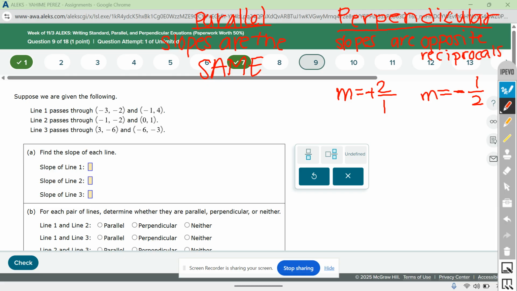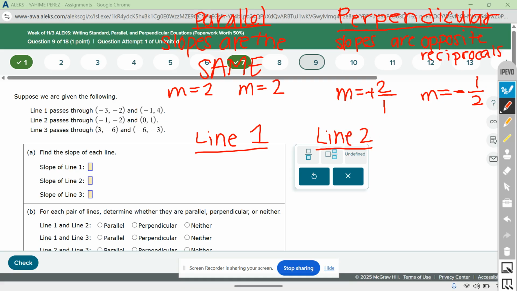That's what reciprocal means. Okay, so if the slopes are the same, like 2 and 2, then they're parallel. If the slopes are opposite reciprocals, then they're perpendicular, okay? So that's what we're checking here. We're going to find the slopes of each line and then just compare them. We're going to say if they're parallel or perpendicular. Do they have the same slope or do they have opposite reciprocals?